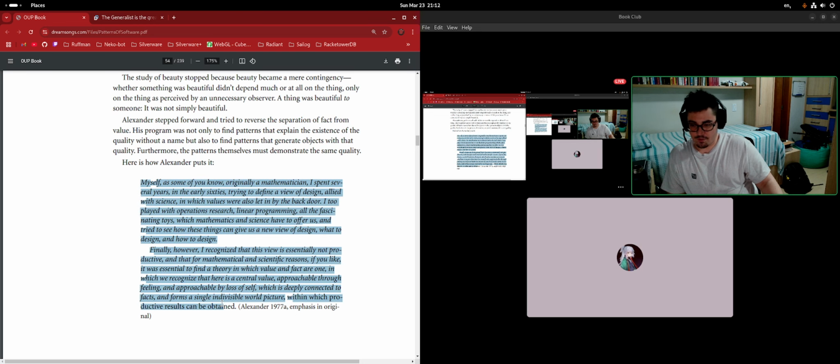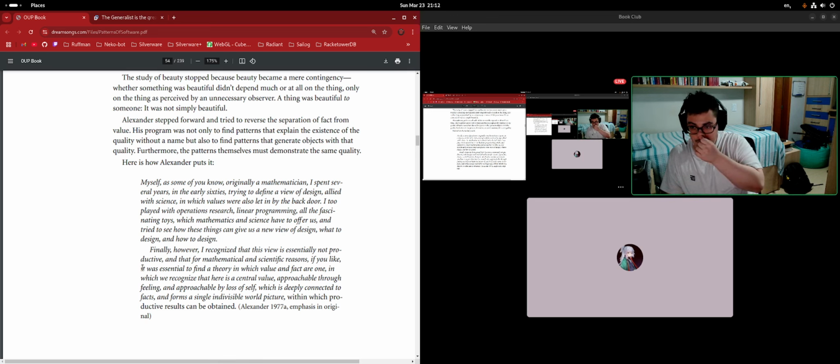Yeah, I think I'm going to read this as well because this is also very interesting. "I myself, as some of you know, was a mathematician. I spent several years in the early 60s trying to define a view of design allied with science in which values were also let in by the back door. I too played with operations research, linear programming, all the fascinating toys that mathematics and science have to offer us, and tried to see how these things can give us a new view of design, what to design and how to design.